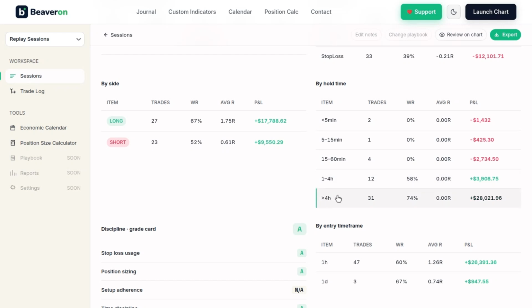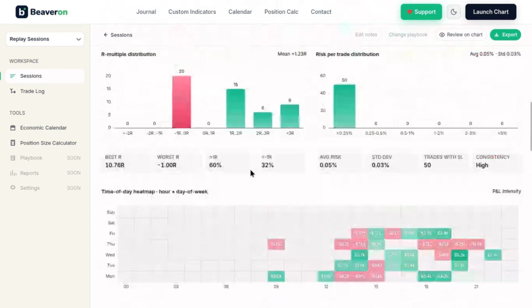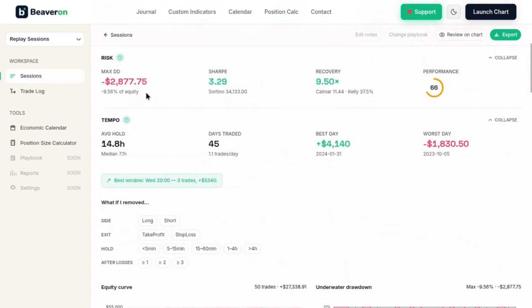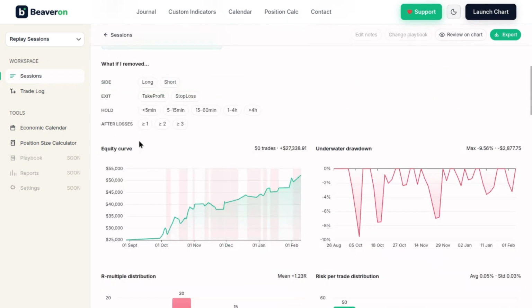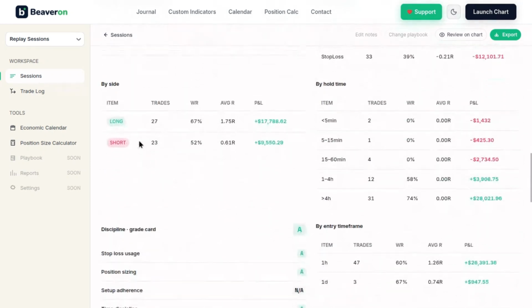And then I believe this is 4 hours or less, 31 trades. Actually, this is 4 hours or more, sorry. 31 trades, 74% win rate. It's not showing the average R on here for some reason, but plus 28,021.96. So obviously, if you remember from above, my average hold time is 14.8 hours. The median is 7.1 hours. So the trades that take 4 hours or more are my highest winning trades, which makes sense.